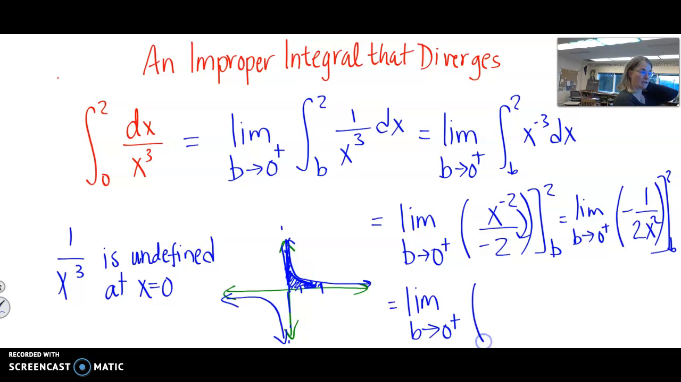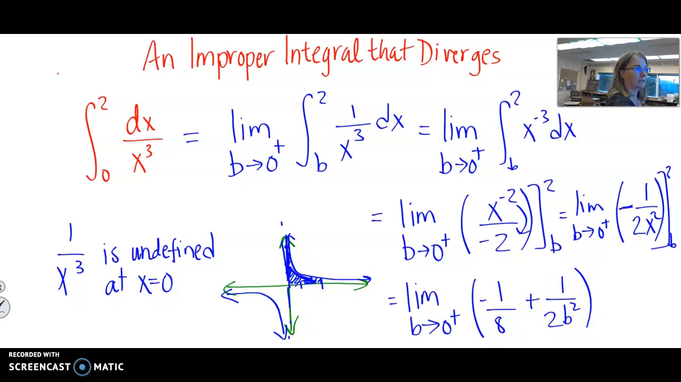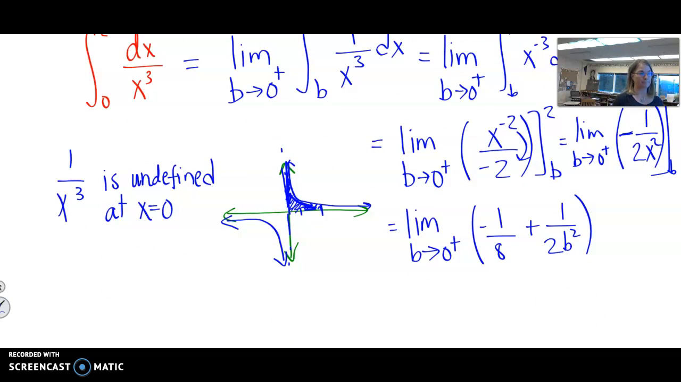And I'm going to get a negative 1 over 2 times 2 squared, which is 2 cubed. So that's 1/8. And then minus, and I have this negative, and so that is going to become plus 1 over 2 times b squared. Now I'm going to take the limit of this as b goes to 0, and so I get negative 1/8 plus 1 over 2 times 0 squared.